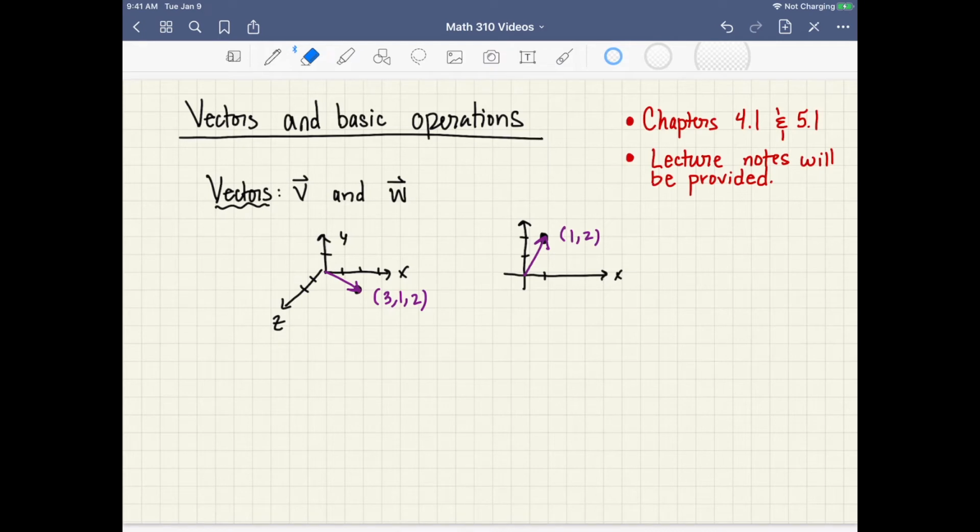Hello, in this quick video we'll be reviewing the basics of vectors and their operations. This material comes from chapters 4.1 and 5.1 of your textbook. This is the material that, in my opinion, the textbook should open with. So we'll be doing this first and then proceeding more or less linearly through the textbook after this.